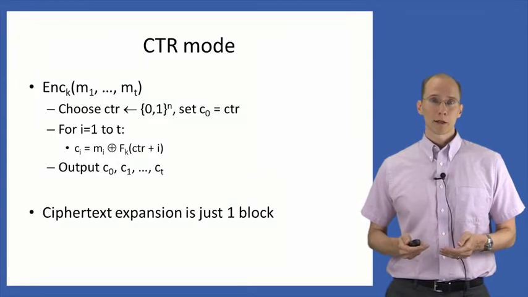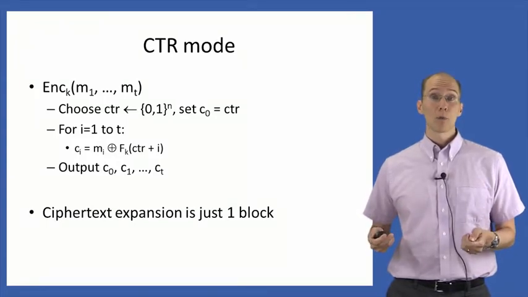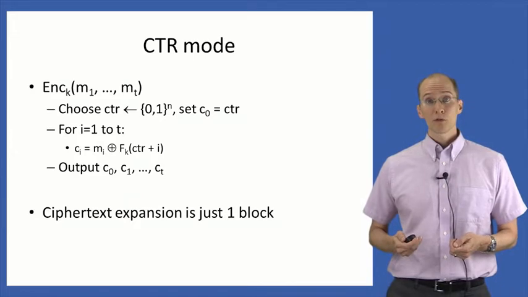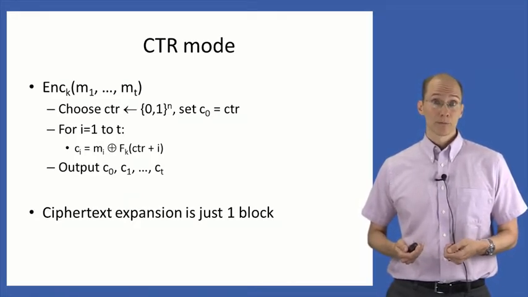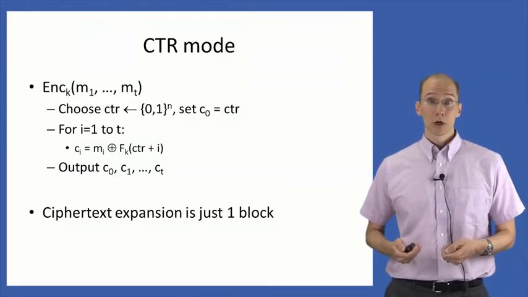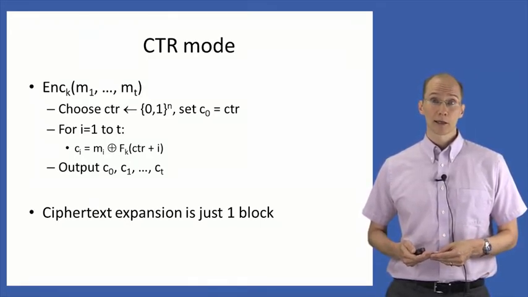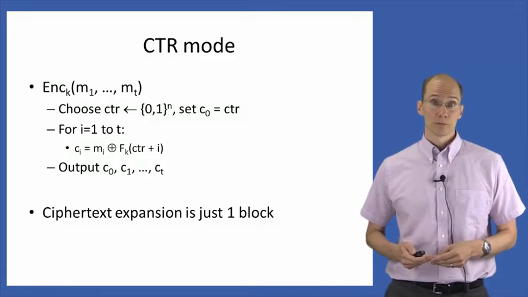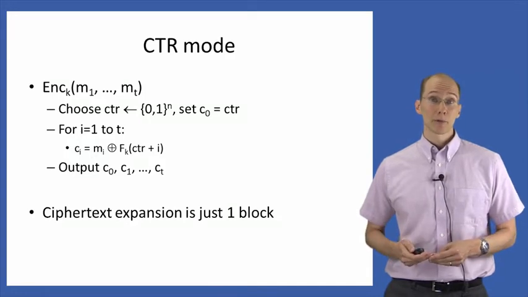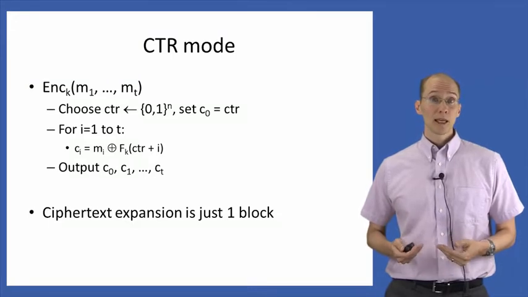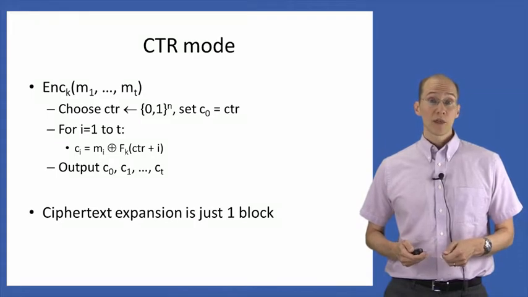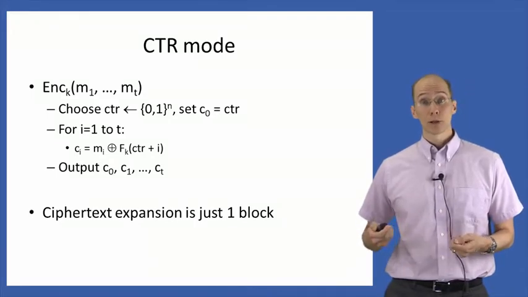To encrypt a message composed of a sequence of blocks, M1 through Mt, we first choose a uniform n-bit string as a counter. And we set C0, which is going to be the initial block of our ciphertext, equal to that initial counter value. Then for i equals 1 to t, where t denotes the number of blocks of plaintext that we have, we compute the ith block of the ciphertext to be equal to the XOR of the ith block of plaintext with f_k evaluated on counter plus i.